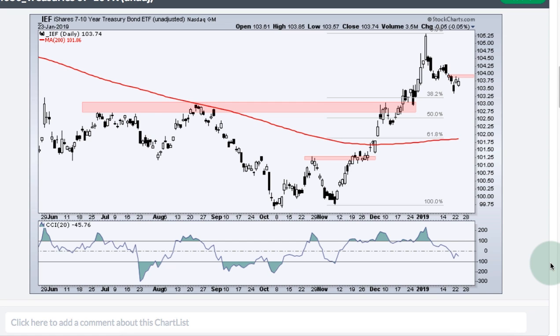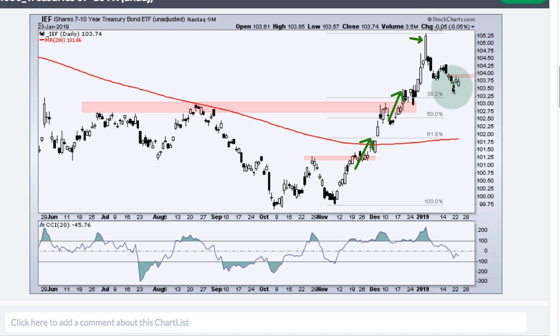So here's the 7 to 10-year Treasury bond ETF, and in contrast to SPY and the broad market indexes, you can see that it has broken above its 200-day. It's broken above its summer highs, and it hit a new 52-week high. So it was clearly overbought. I mean, that's a massive move for bonds. It's like 5%. So we had a pretty sharp pullback.